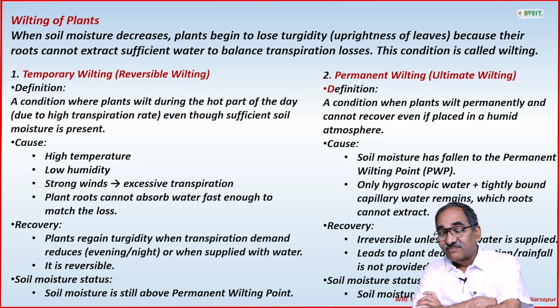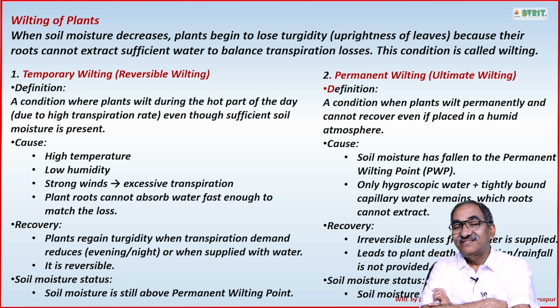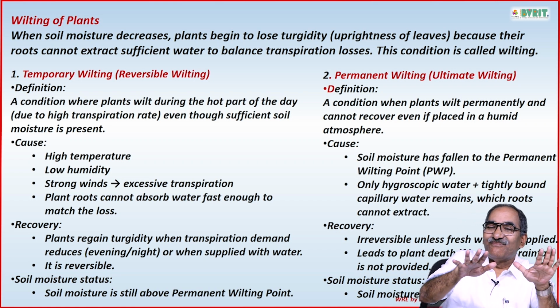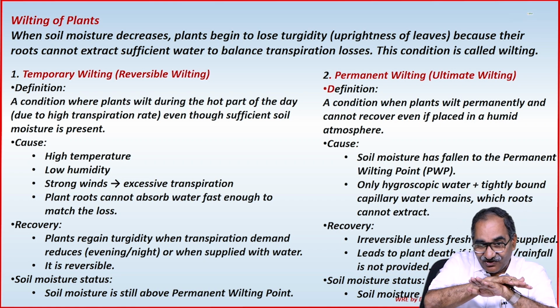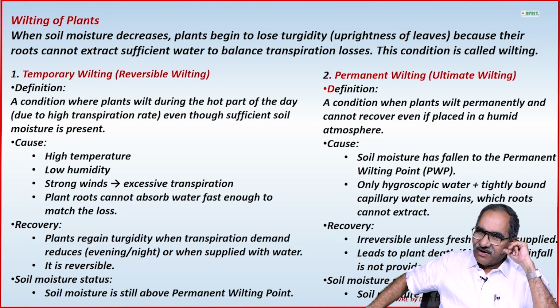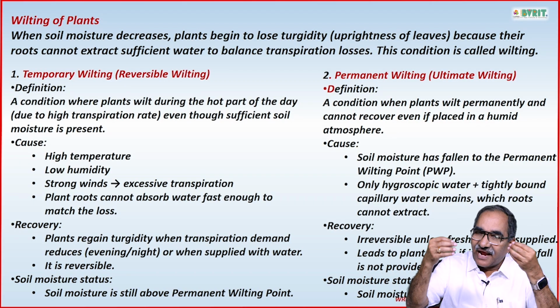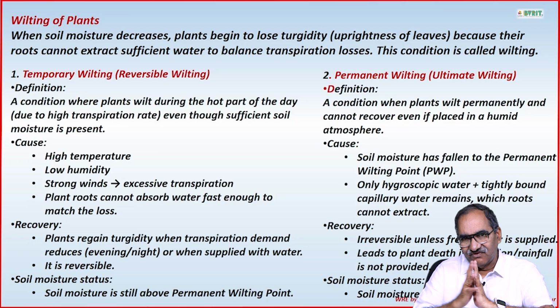Whereas what do you mean by permanent wilting? Permanent wilting means the soil moisture has fallen to the permanent wilting point zone. That means if the moisture has come down to such a low level, the permanent wilting point, there is no way the plant can recover. The plant will die. That's all we want to say.